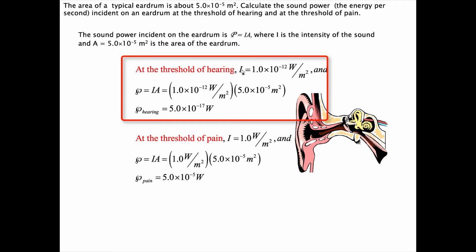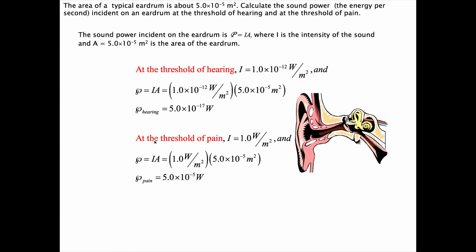So the intensity of sound, 1 times 10 to the minus 12th watts per meter squared, then gives us a relationship when we multiply that times the cross-sectional area of the eardrum. 1 times 10 to the minus 12th watts per meter squared times 5 times 10 to the minus fifth meters squared gives us a hearing threshold of 5 times 10 to the minus 17th watts. So it's pretty small.